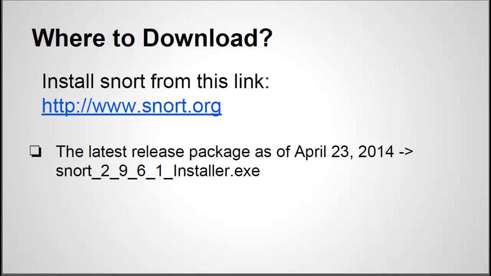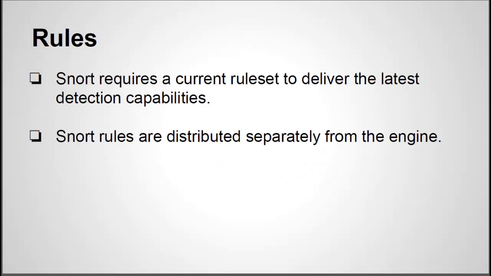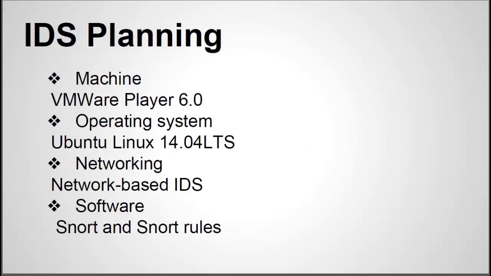So where do you download Snort? You can download Snort from www.snort.org. The latest release is 2.9.6.1, and you'd also need to download the current rule sets. The Snort rules are distributed separately from the engine, so you're going to have to download that too. Later on in the video, I'm going to be showing you how to do that.